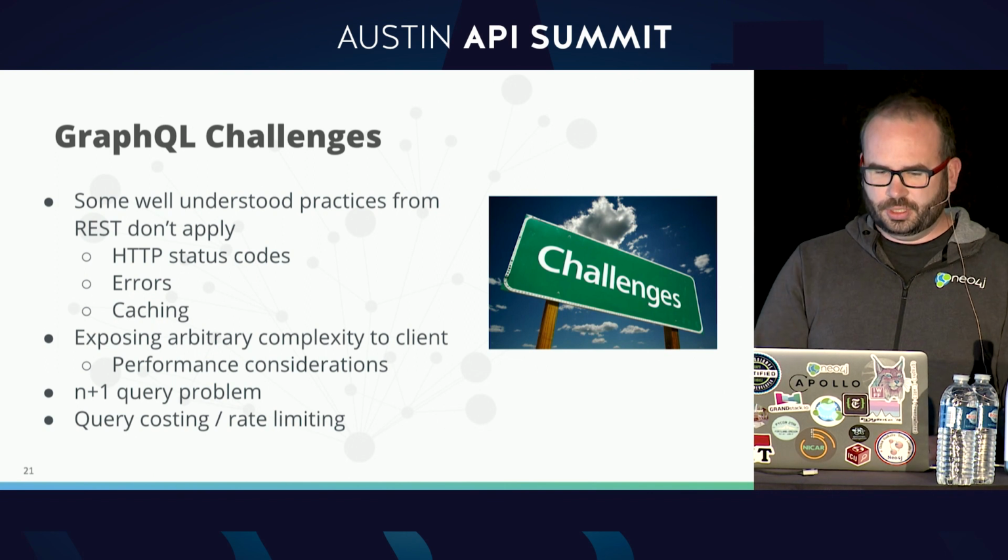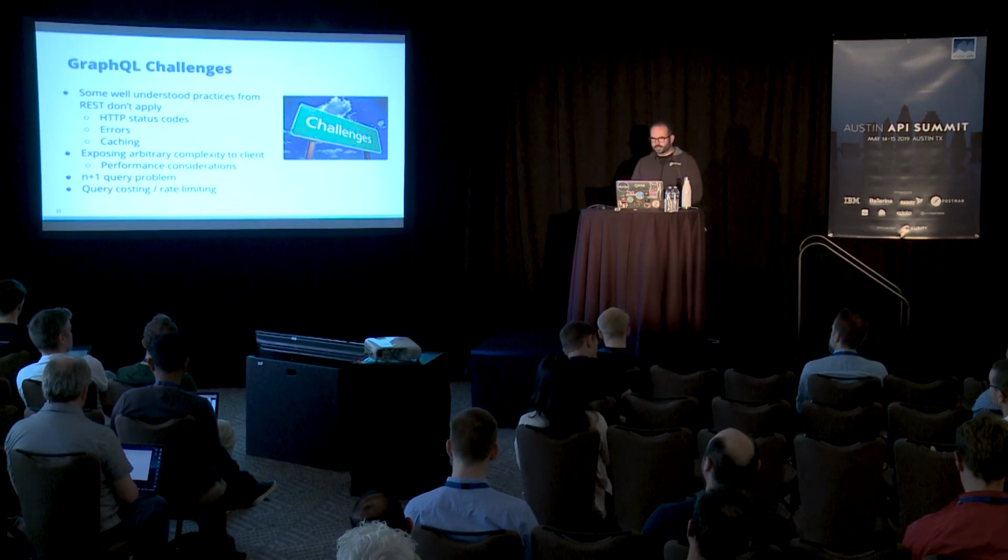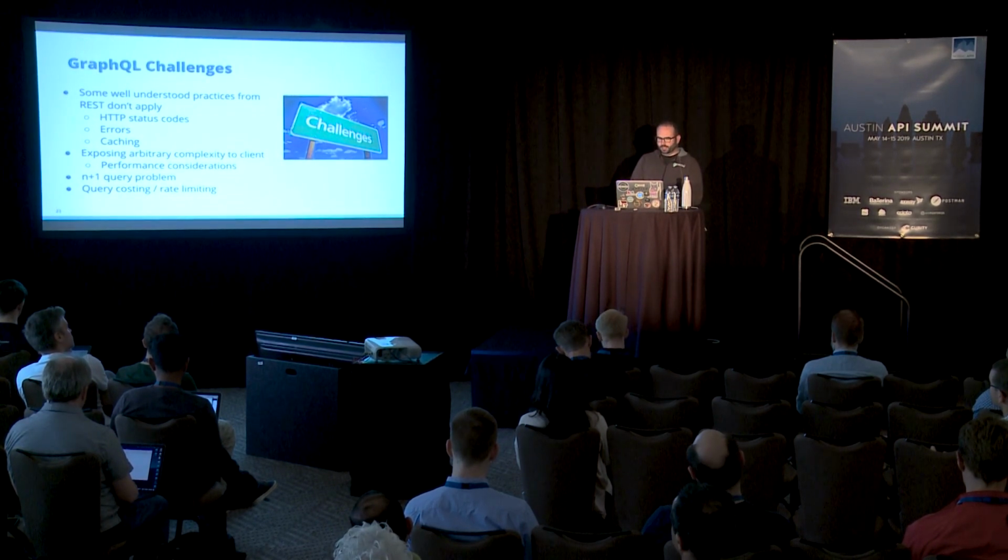Another complication is, okay, well, if we're allowing the client to construct some arbitrarily complex query, does that mean that we're exposing arbitrary complexity to the client? How do we deal with performance considerations there? Another problem that we see is this N+1 query problem. Going back to our example of blog posts and authors, if I fetch a list of blog posts, well, then do I need to go back to the database to grab the author for each one of those, right? That's the N+1 query problem. We'll see an example of this and how we can get around that in a minute.